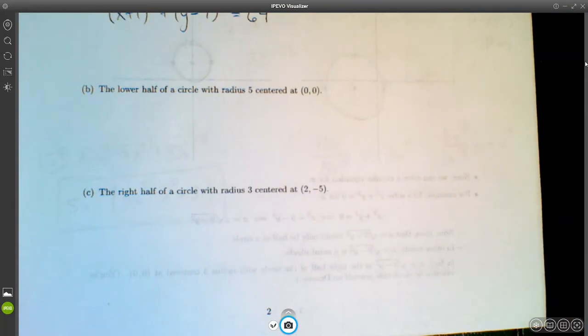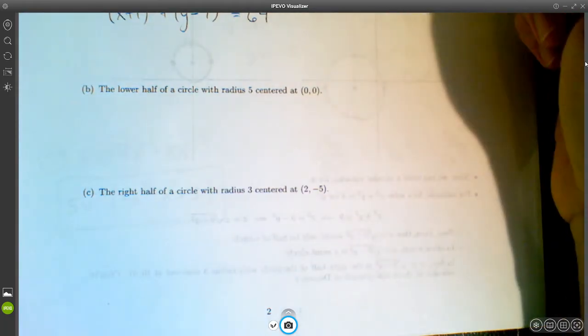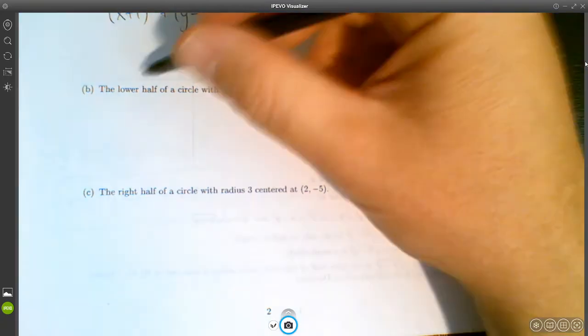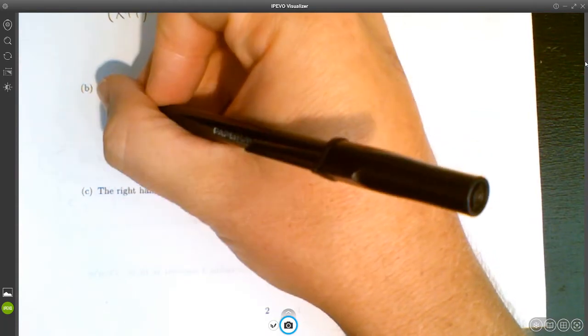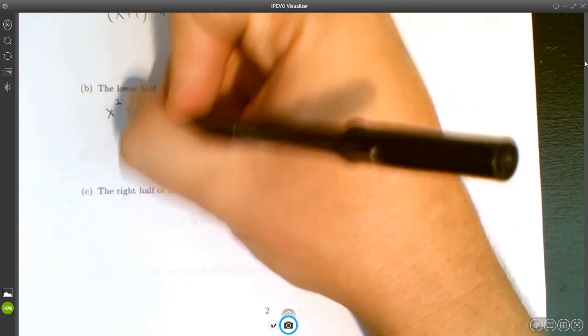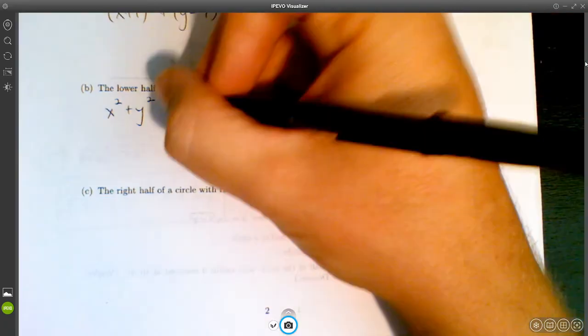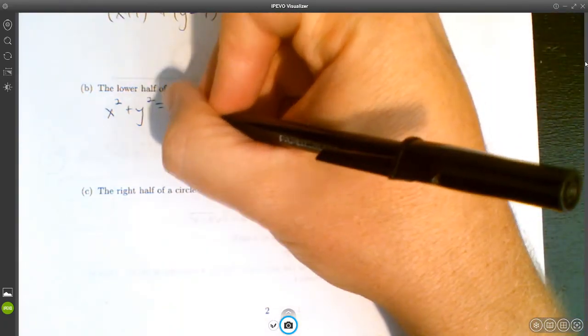Part B asks us for the lower half of a circle with radius 5 centered at 0, 0. Now I have a hard time doing this in my head all at once, so what I'm going to do actually is find the equation for the circle, and then I'll find the lower half by solving for y and taking the negative square root. So the equation for the circle would be, well, if it has center 0, 0, then x minus 0 squared plus y minus 0 squared equals r squared, 5 squared, right, 25.